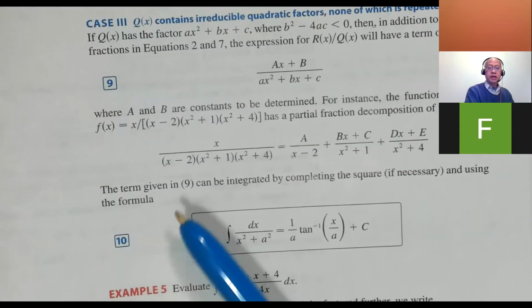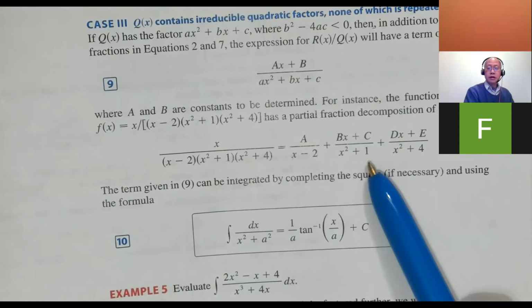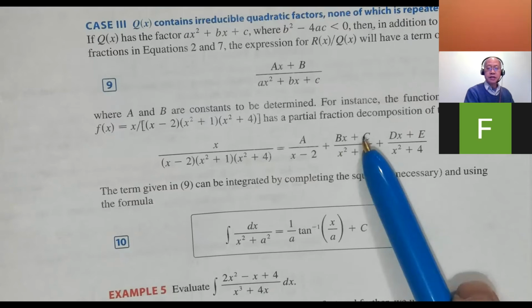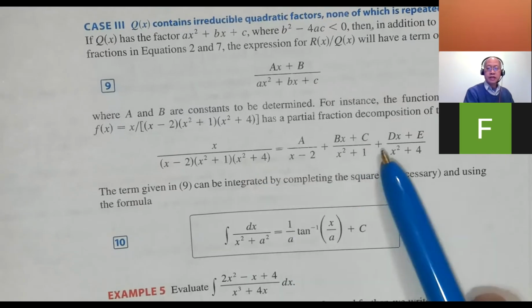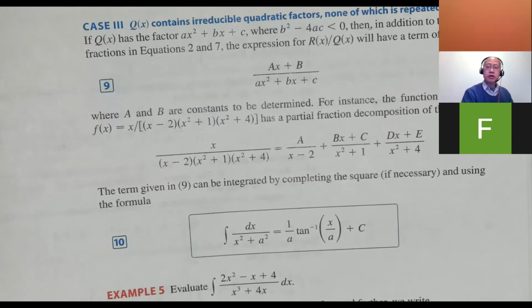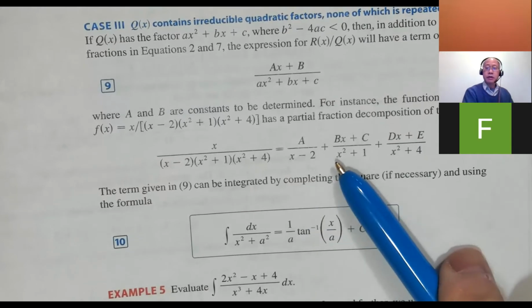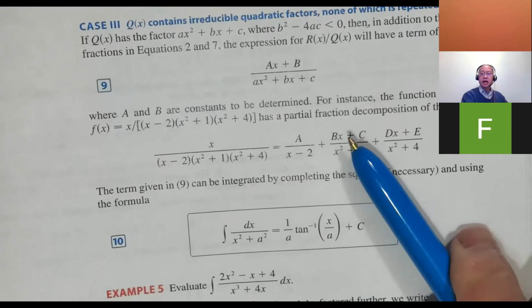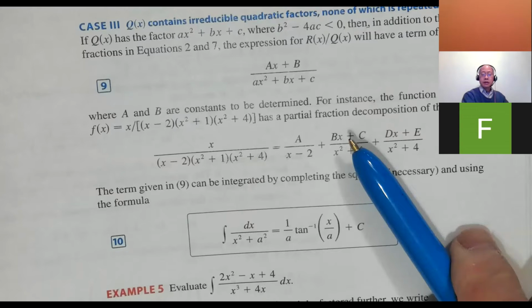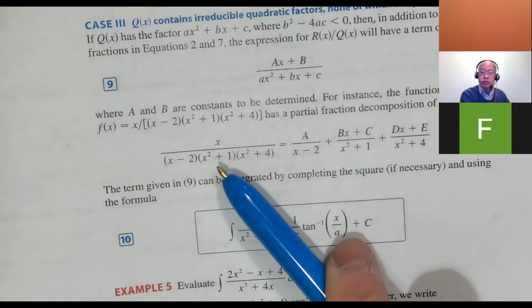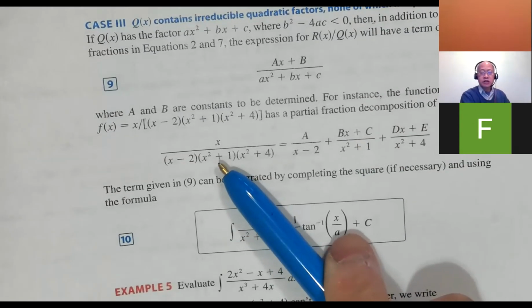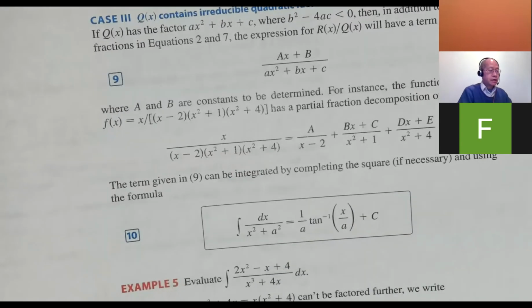So for instance, look at what they did for x squared plus 1. Above it, bx plus c. And likewise, x squared plus 4, dx plus e. So if you have an irreducible quadratic, that means you can't factor it. Then you need a linear expression on top, bx plus c. And the key item is irreducible. So again, if this is x squared minus 1, you wouldn't do this. You would just factor x squared minus 1 into x plus 1, x minus 1, right?